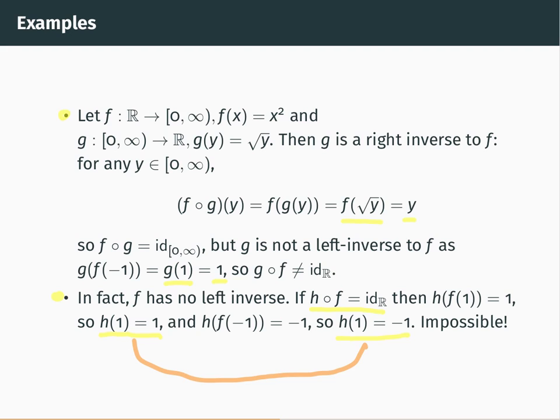And if you think about what's happened there, the problem was simply that f was not 1 to 1. That's where that contradiction came from. In the next video, we'll explore the precise connection between having a left inverse and being injective, and having a right inverse and being surjective.